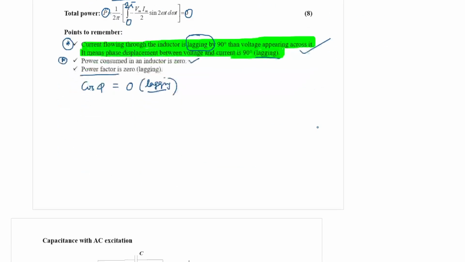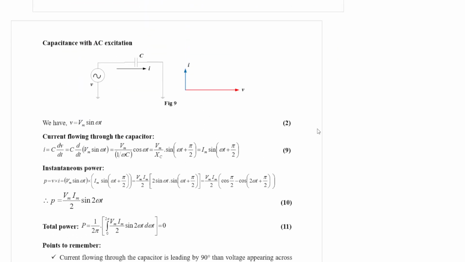Now the third point is the capacitance with AC excitation. Now it is only a capacitive network, only capacitance is present. Similarly, say we have a voltage source Vm sin omega t, equation 2. Then the current flowing through the capacitor can be written as C dV/dt. I is equal to C dV/dt. So C into d/dt of Vm sin omega t. So this is the current flowing through the capacitor.